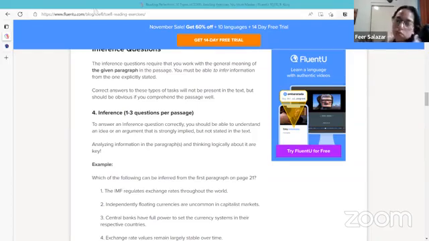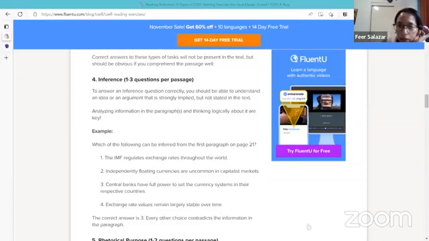Inference questions, 1-3 questions per passage. To answer an inference question correctly, you should be able to understand an idea or an argument that is strongly implied, but not stated in the text. Analyzing information, state is present, but not stated in the text. How do you pronounce the past of state? State sounds like present. If the verb ends in T, stated, exactly. Stated in the text. Perfect.